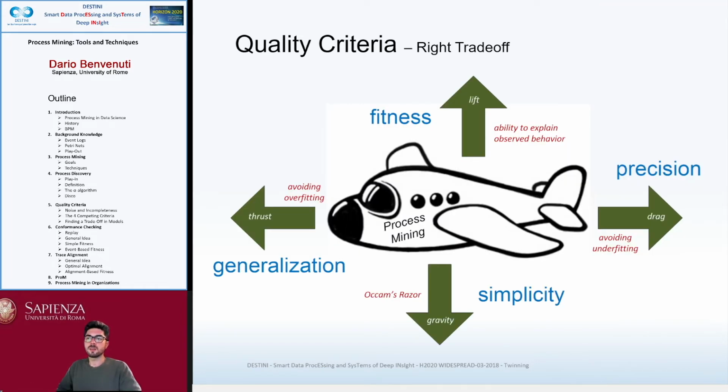So, in the end, of course, we always need to think about all these quality criteria to understand if the discovered model is good enough. We need to understand if we have the right trade-off between all these qualities.